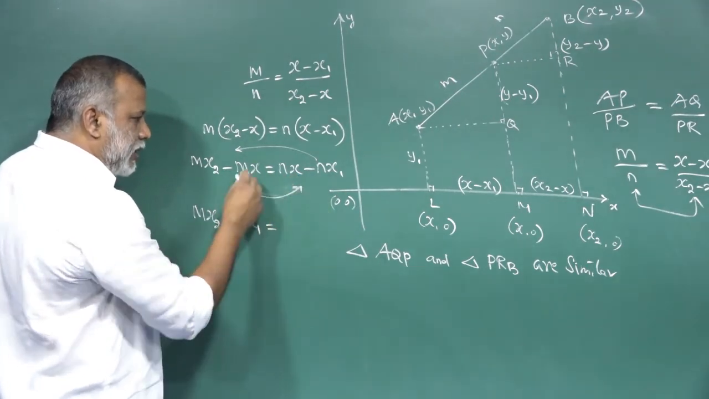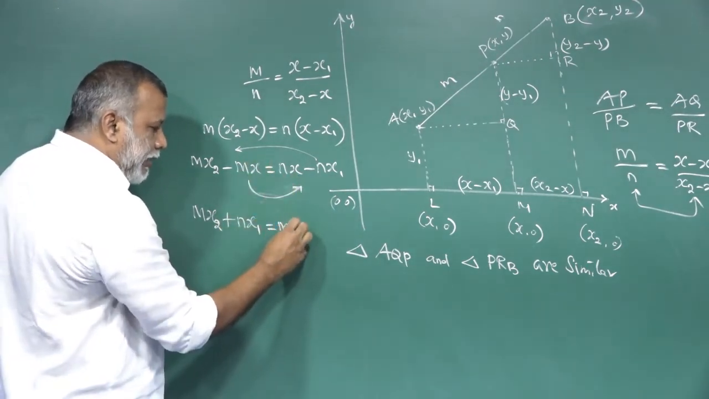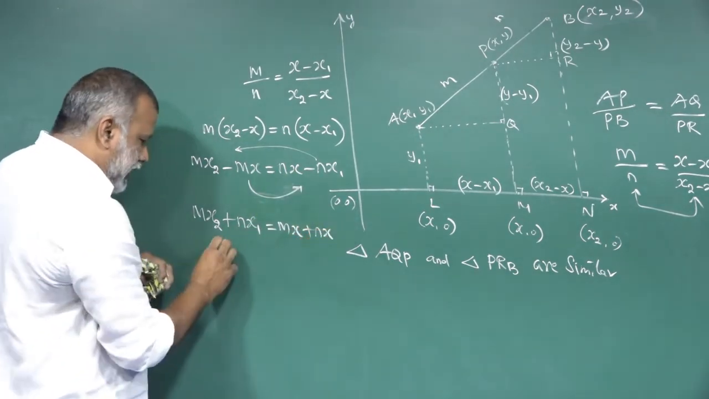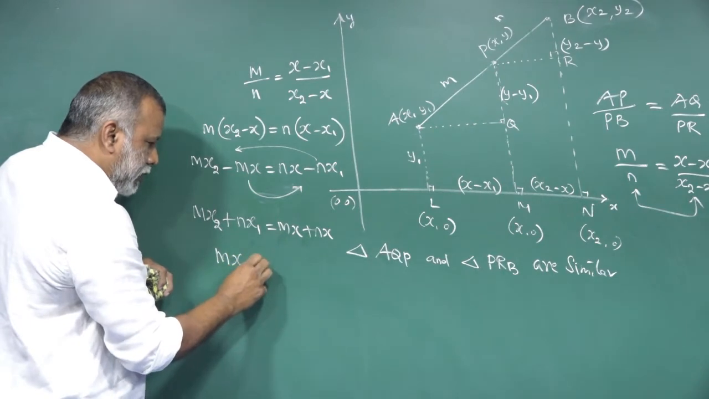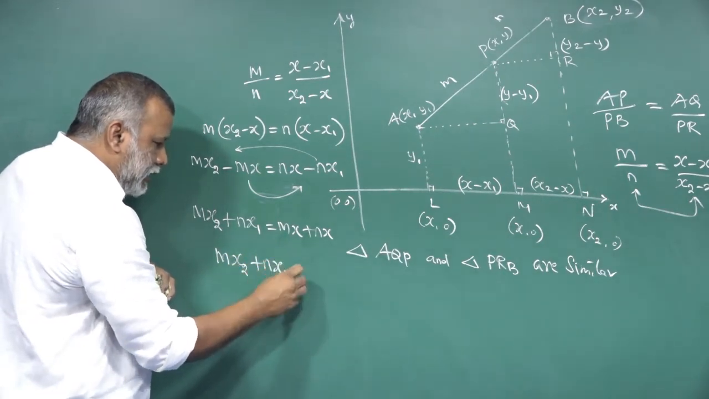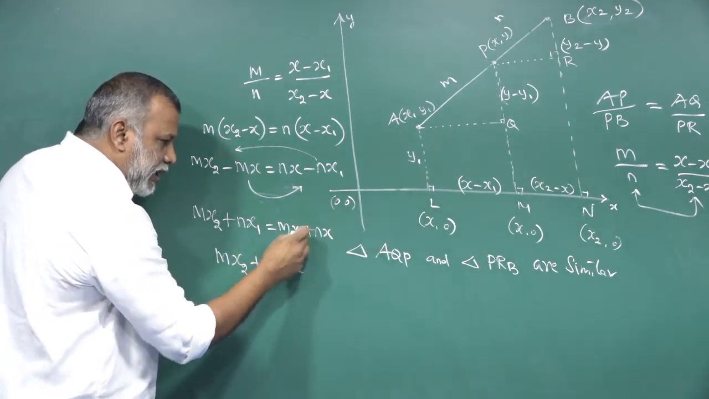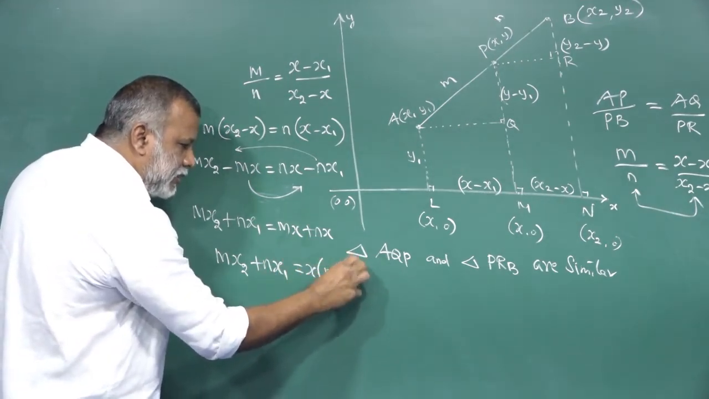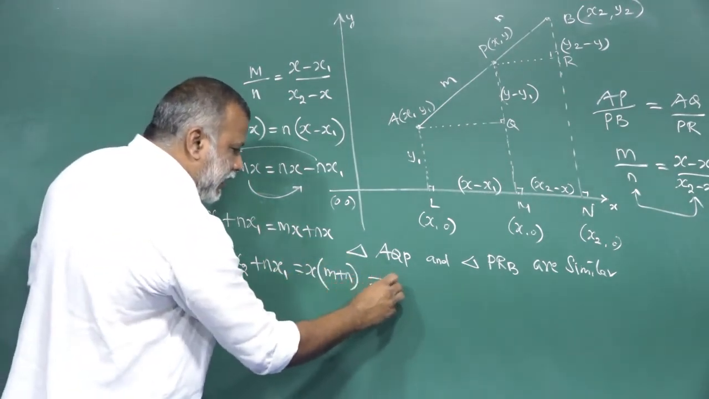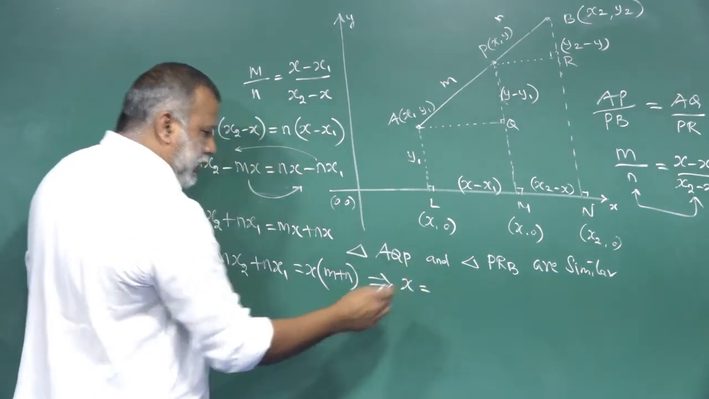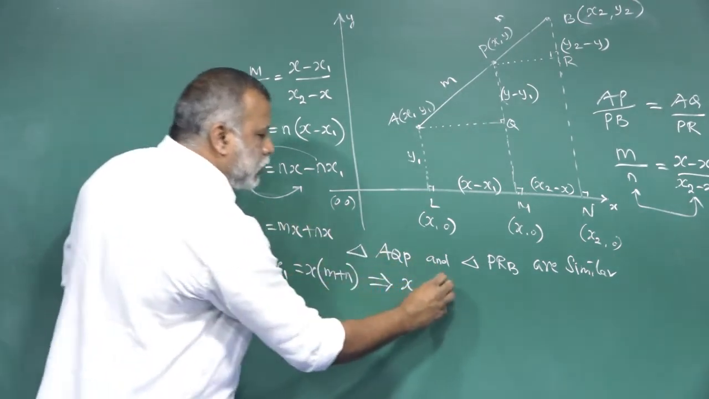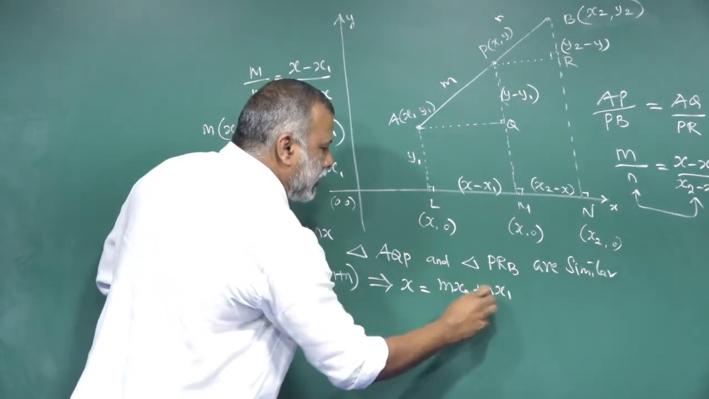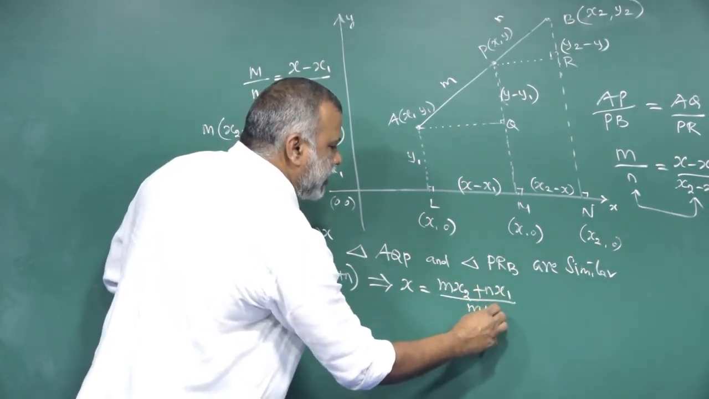We can get the negative in a positive. So mx, already we are having 1 nx. So see here, mx2 plus nx1. Now we take out the x as the common. The remaining is m plus n. So from this, we can say the x coordinate value is equal to mx2 plus nx1 divided by m plus n.